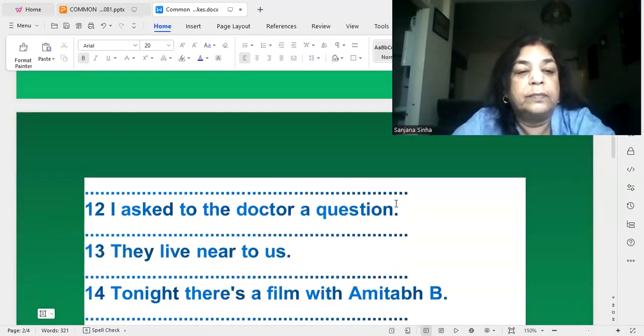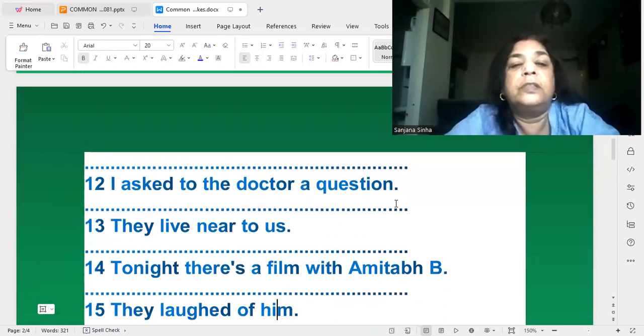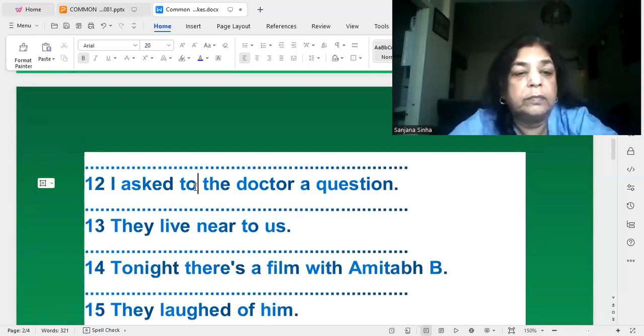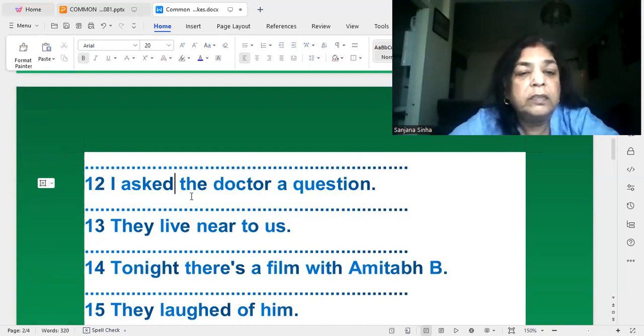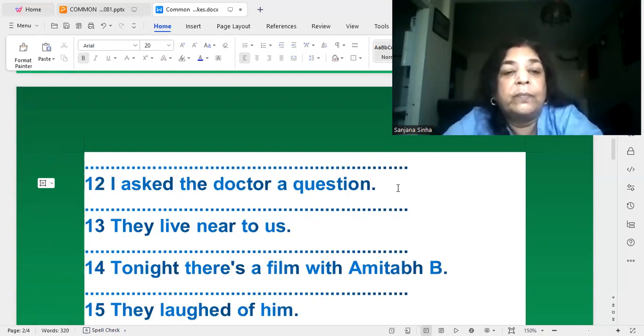The 12th. I asked to the doctor a question. I asked the doctor. I asked the doctor a question. मैंने डॉक्टर से एक सवाल पूछा. I asked the doctor a question. Not to the doctor.